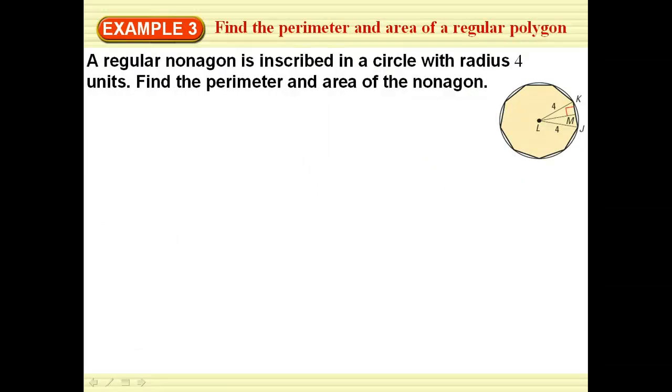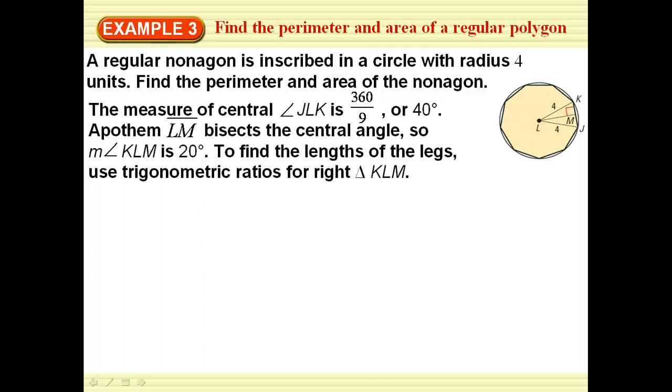So let's look at this one. In this one, all we're given is that radius, and we're asked to find the perimeter and area. Well, we have to find the perimeter in order to get the area. So to find the perimeter, I'm going to have to get a side of that triangle. So since I only know one side, I need to know an angle.